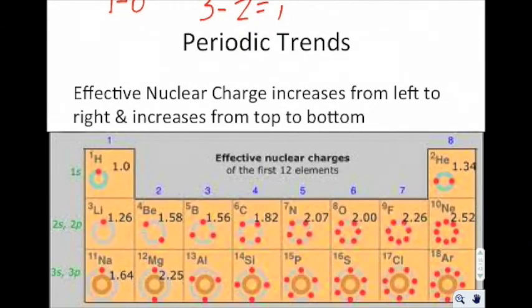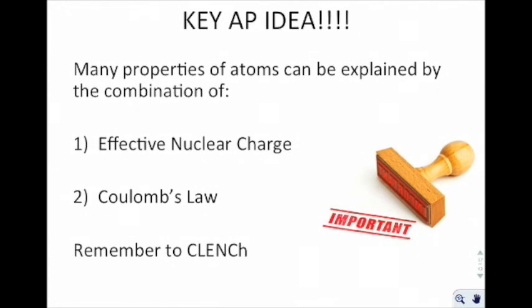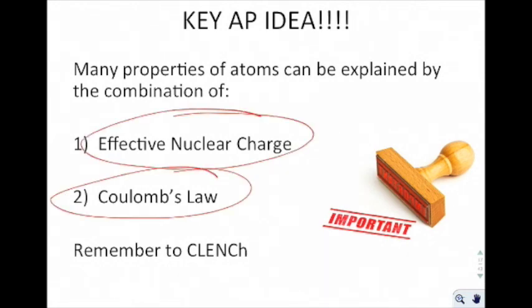So we have periodic trends. The effective nuclear charge increases from left to right and increases from top to bottom. This is a key AP idea. The properties of atoms can generally be explained by the combination of effective nuclear charge and Coulomb's law. So remember to clench. That's your key AP idea.